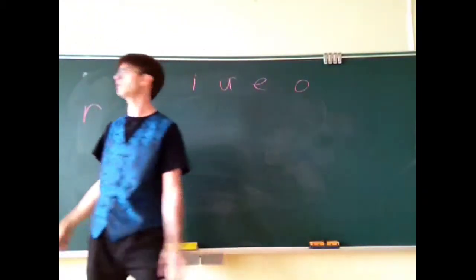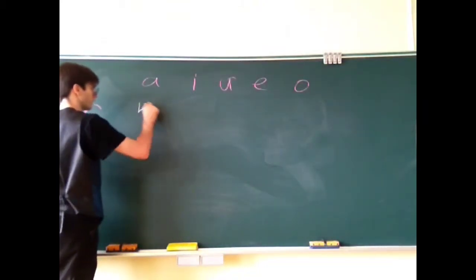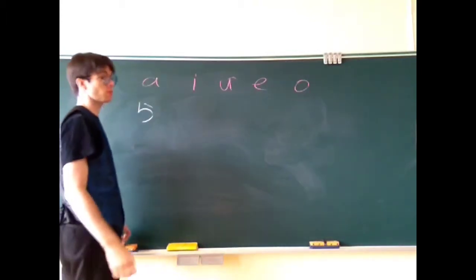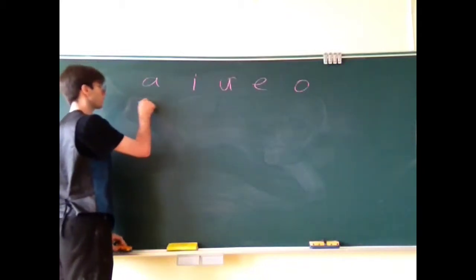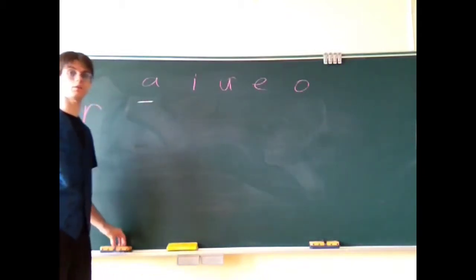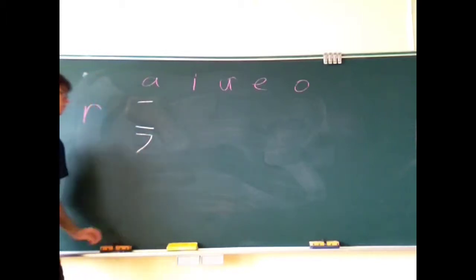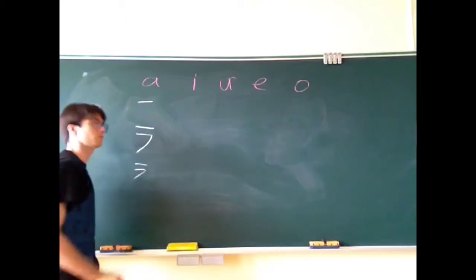Time for the R row. Here we go. First we have ra. Ra before looked like this thing, right? This other one looks kind of similar, just with more angles and less curves. First stroke is a horizontal line, goes all the way across. Second stroke is that sort of curvy 7 thing. So there's your ra. Ra.